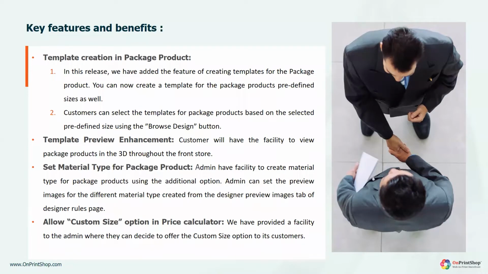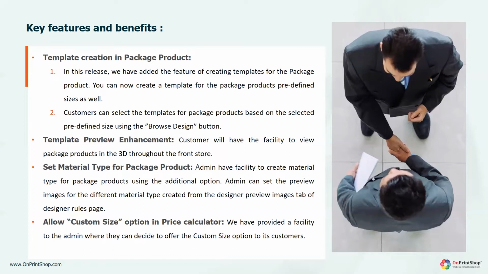Next, we have template preview enhancement. So in this, customer will have facility to view package products in 3D throughout the front store. Next, we have set material type for package product. So in this, admin have facility to create package product material using as a background or foreground. And then we have allow custom size option in price calculator.